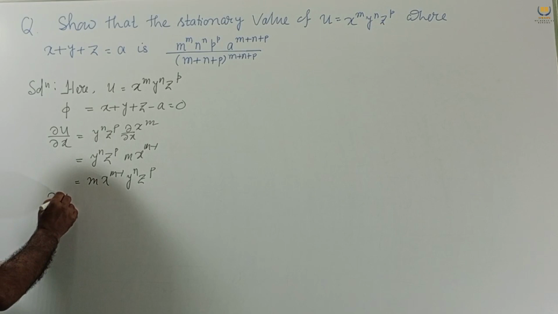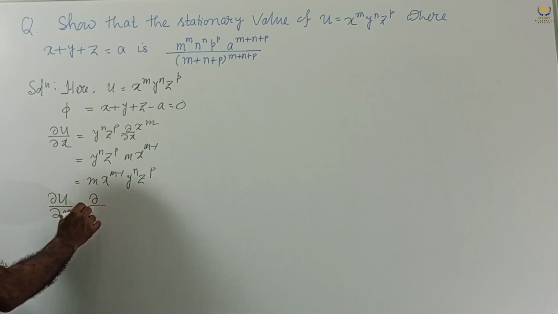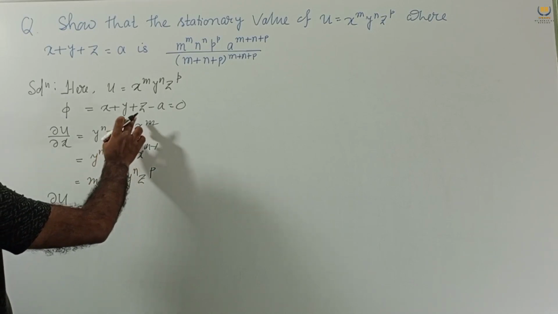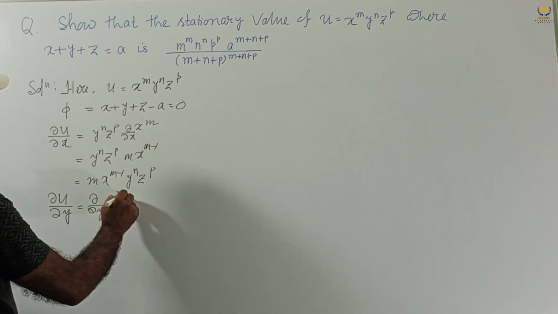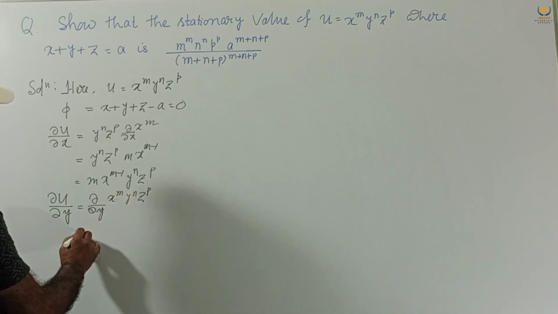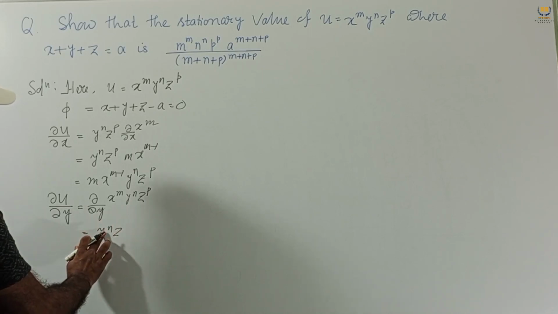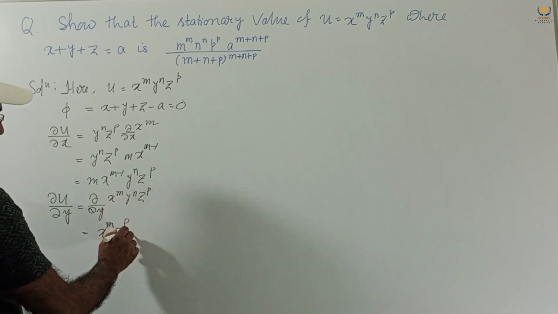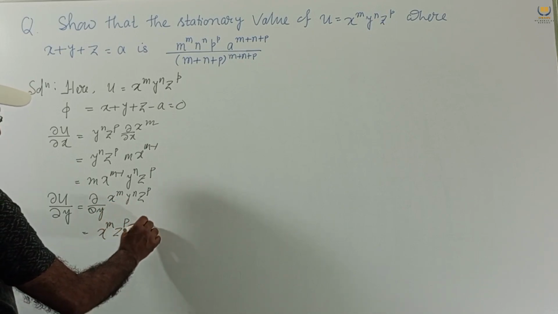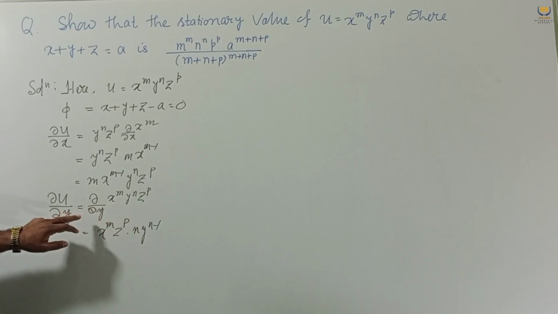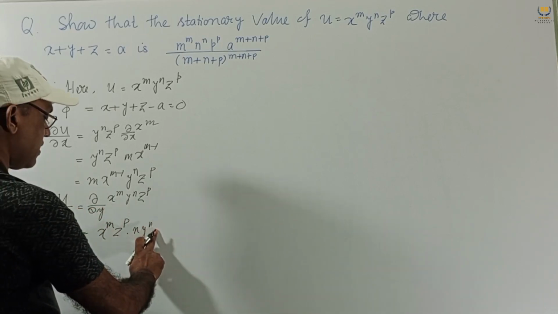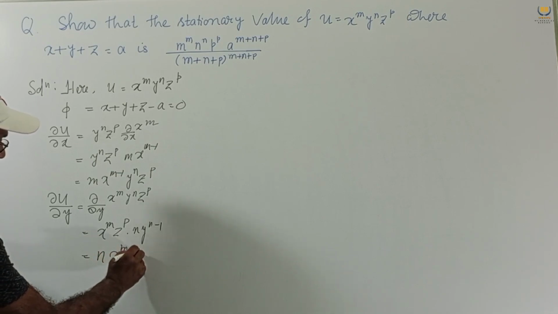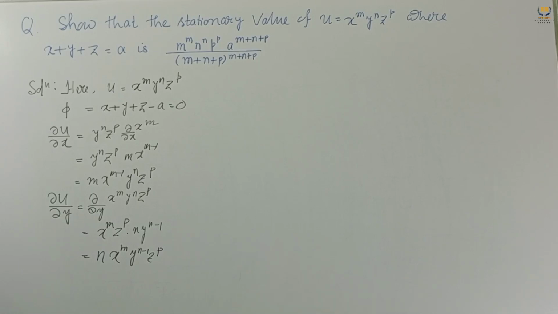Next we find del u del y. We differentiate this one, x to the power m, y to the power n, z to the power p. x to the power m, z to the power p outside because these are constant, and this will be n, y to the power n minus 1. If we differentiate with respect to y, then we get this, and this will be n x to the power m, y to the power n minus 1, z to the power p. We get this one.